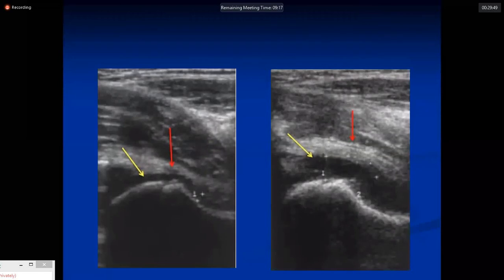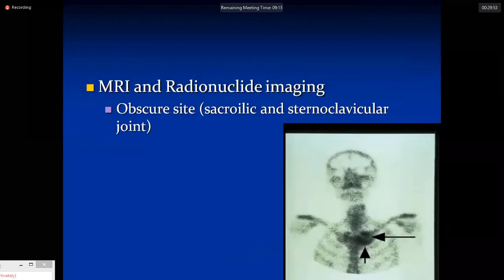So this is the form of diagnosis of ultrasonography. MRI and bone scanning are rarely used, but especially when the site is on the posterior side, for example the sacroiliac joint, it is not very amenable to ultrasonography. Neither will the radiograph, the X-ray, clearly show the picture. So in regions like the SI joint or sternoclavicular joint, we can go for MRI or radionuclide bone scan.